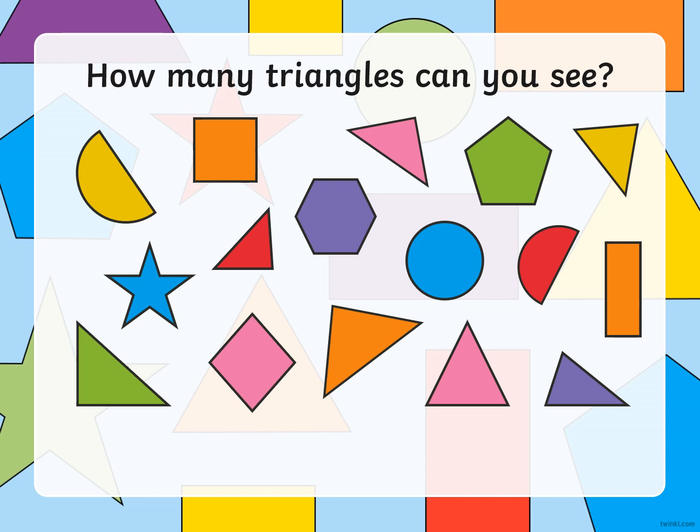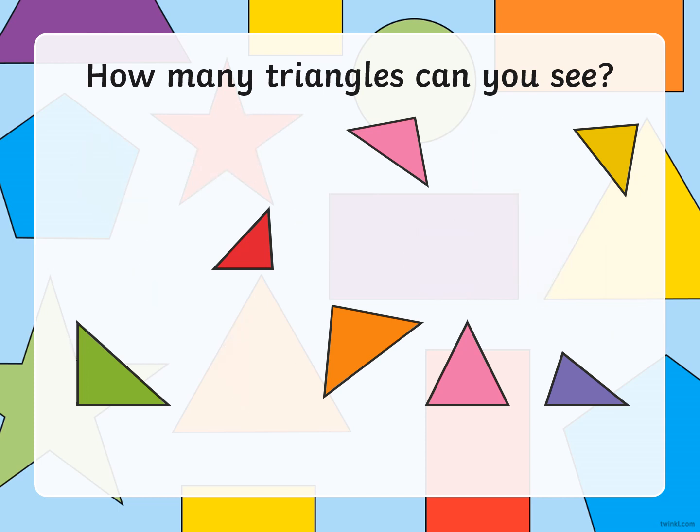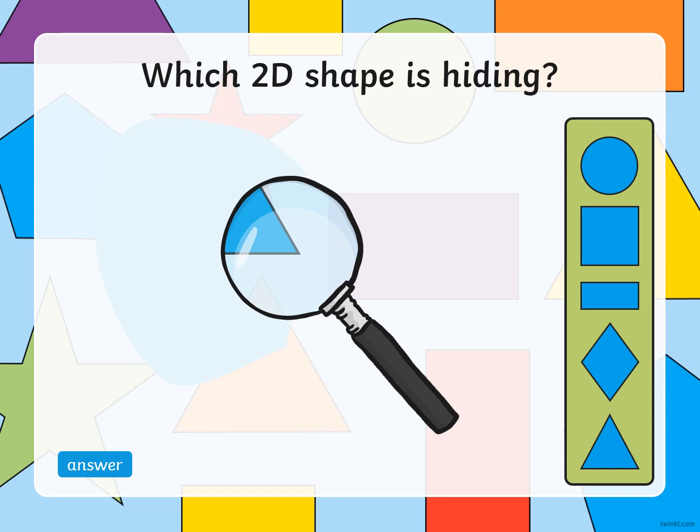Okay, so triangles have 3 straight sides and 3 corners. So I wonder if you can find now how many triangles there are. Go on in, guys. Right, guys, are you ready to see how many triangles there are? Were you right? There were 7 triangles. And all those triangles look different, but they have 3 straight sides and 3 corners, which means they are a triangle.